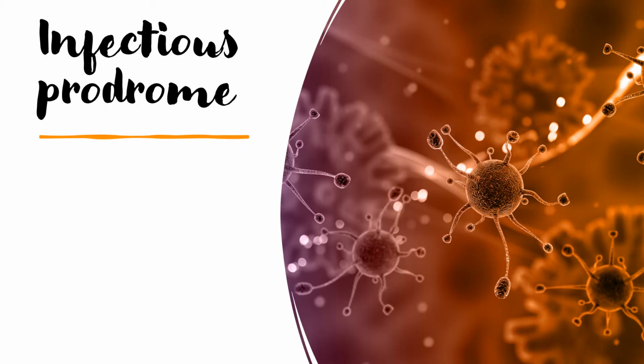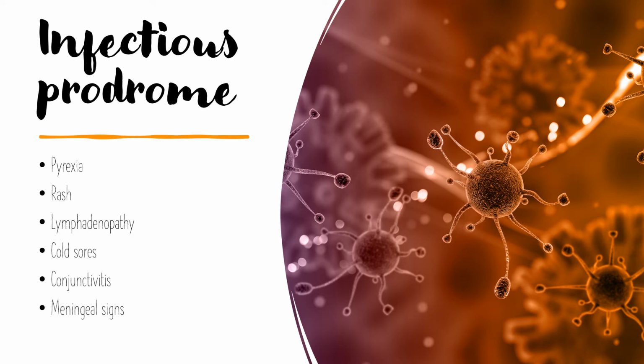When you take a patient's history, they will often report some infection-like symptoms before the more serious signs begin to onset. They might describe themselves as having a high temperature, a rash, raised lymph nodes, potentially cold sores or conjunctivitis, and signs of meningeal involvement. So these infectious signs are really key in diagnosing encephalitis in particular and not encephalopathy.